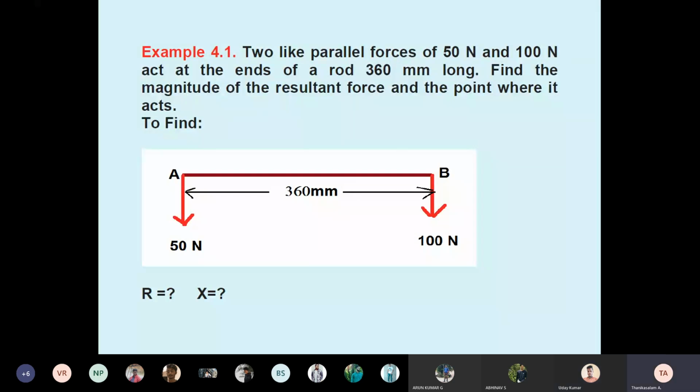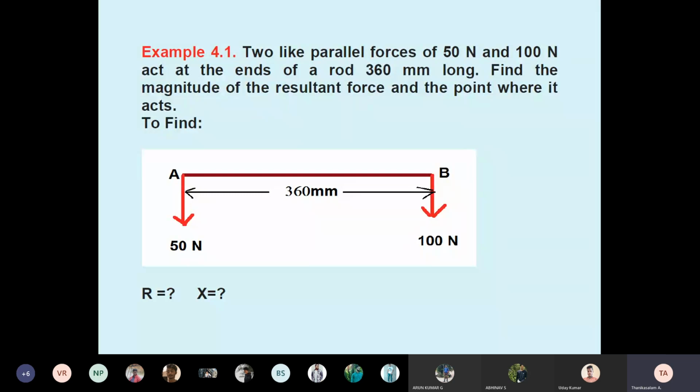Parallel means the same line; we know parallel lines. Two like parallel forces means the arrow marks are in the same direction, both downward or both upward. In this question, they gave the statement: two like parallel forces of 50 Newton. Like parallel means acting in the same direction.